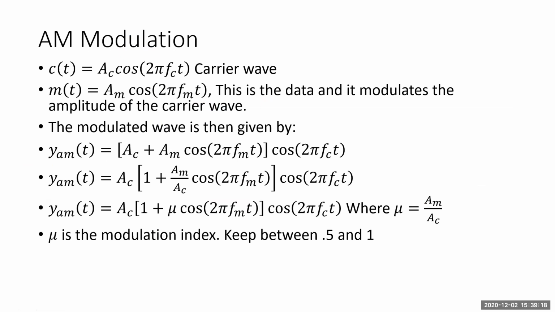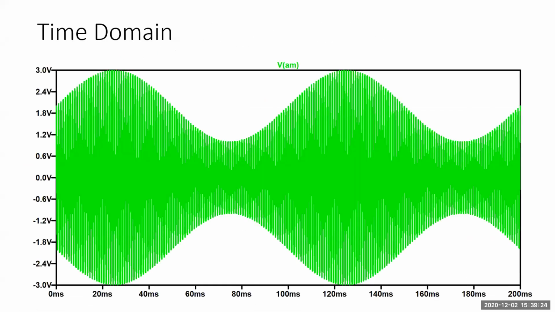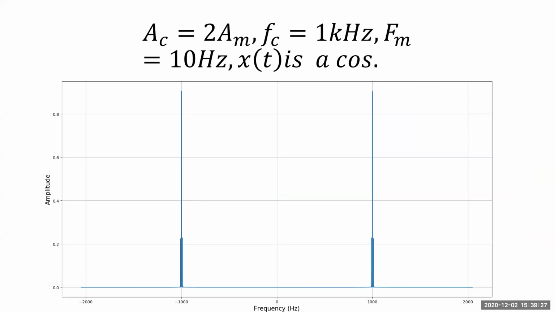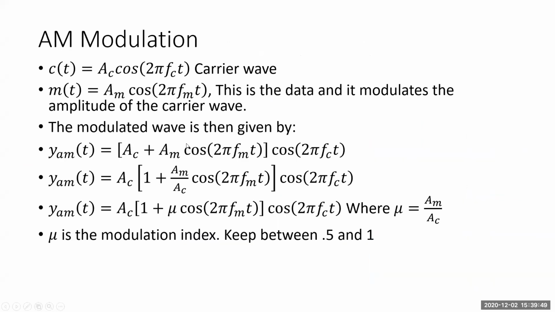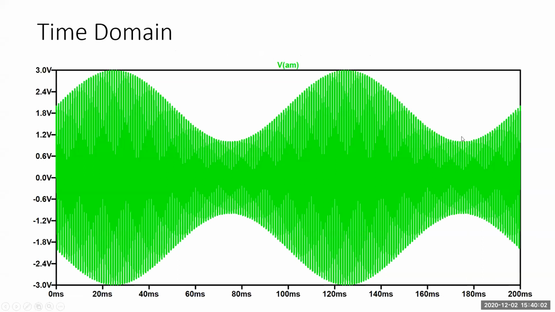Now, AM modulation, it's really beyond the scope of this class, okay? I put the notes together before I realized that this is just too much. But the bottom line is you're multiplying something and that changes the frequency. And yeah, you get this shape like this.